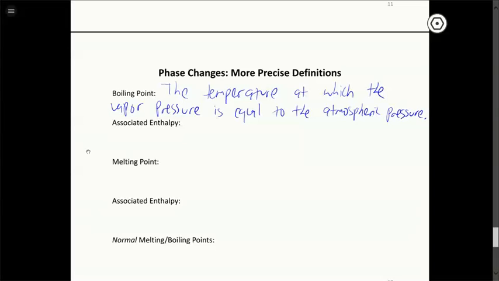So the temperature at which the vapor pressure is equal to the atmospheric pressure is what we call the boiling point. We start with a liquid below the boiling point and start heating it up. The vapor pressure is going to rise steadily, and once we get to the boiling point, the vapor pressure is equal to the atmospheric pressure, and the liquid is going to start boiling, where you have net escape of the molecules into the gas phase. The associated enthalpy of vaporization, we already talked about today. Every phase change has an enthalpy associated with it. We call that the enthalpy of vaporization.